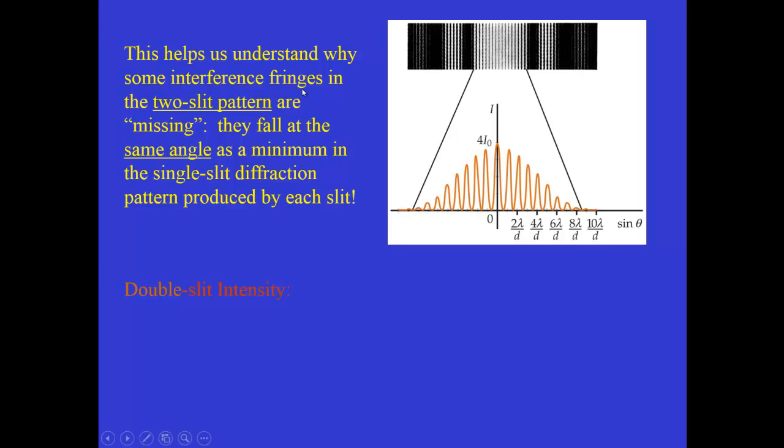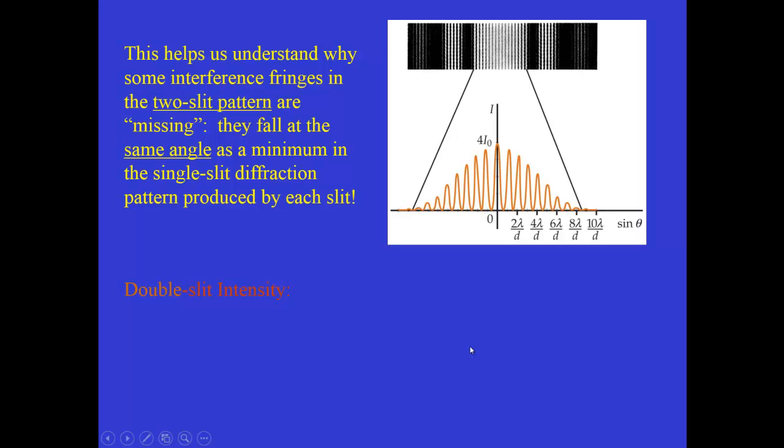Knowing the single-slit diffraction pattern helps us to understand why this is. What happens is a point on the screen where we would expect to see one of the double-slit bright fringes happens to fall at the same angle where there's a minimum in the single-slit diffraction intensity pattern. When that happens, you get a 0 multiplying a term that's positive, but the 0 kills it out.